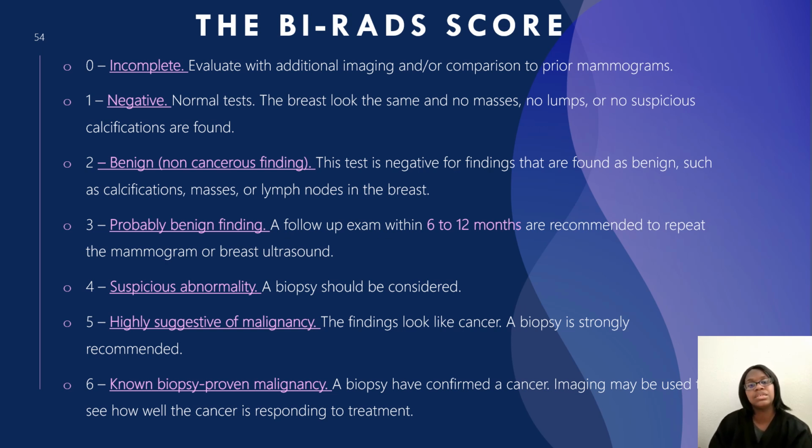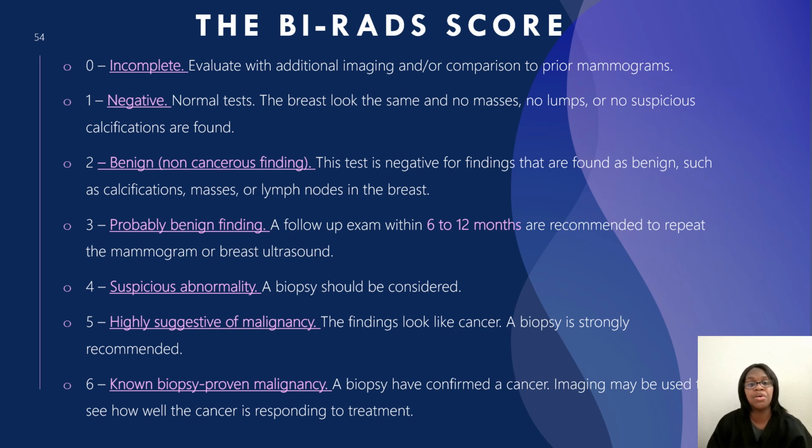If it's negative, that's a normal test. If it's benign, then the test is negative for findings that are found as benign. You know, those calcifications, masses, or lymph nodes in the breast, probably benign. The radiologist will recommend for the patient to come back within 6 to 12 months. If it's a suspicious abnormality, a biopsy should be considered. If it's highly suggestive of malignancy, then the findings look like cancer. A biopsy is strongly recommended.